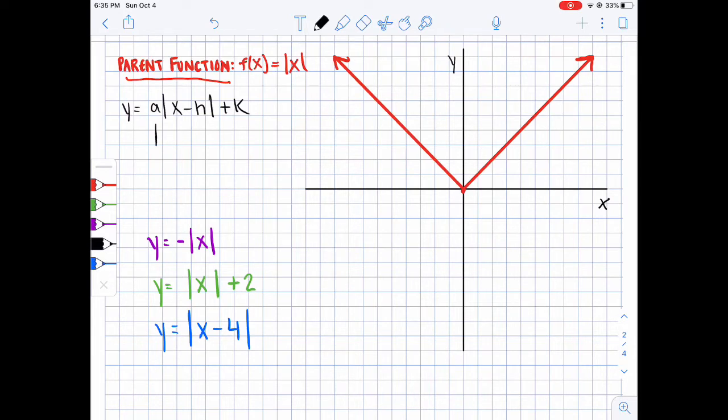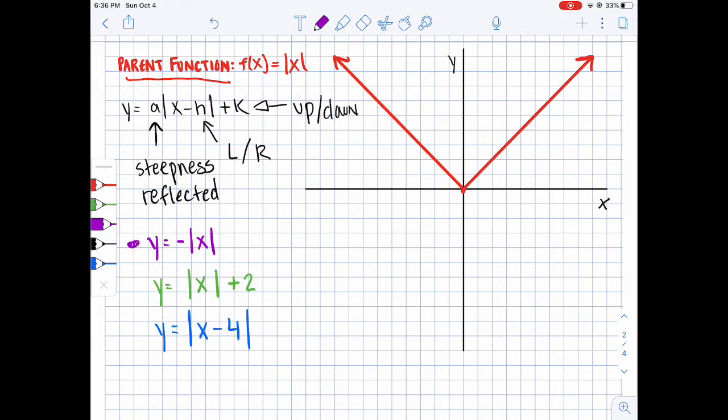If we make changes to the coefficient in front of the absolute value bars, that will change its steepness and whether or not it's reflected. If we make changes to this h value inside of the absolute value bars, that controls movement left or right. If we make changes to this number k outside the absolute value bars, that controls movement up or down. So let's look at some examples.